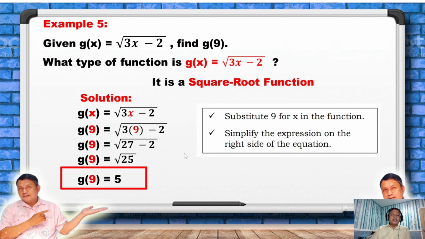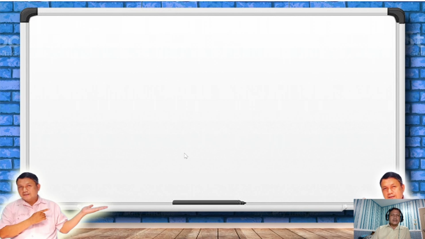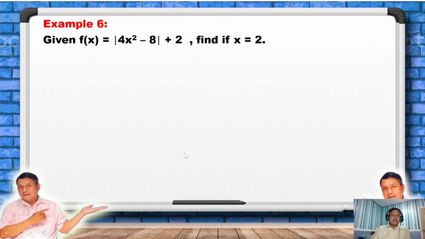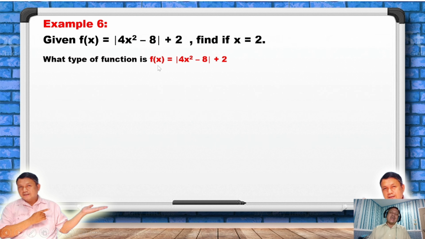Next, proceed tayo sa number 6. Number 6, given f of x is equal to the, we have here this symbol for absolute value, x squared minus 8 plus 2, find f if x is equal to 2. So, hindi ko binanggit yung symbol kanina kasi madidetermine kaagad natin. Okay, so what type of function is this? Yes, so this is an example of an absolute value function.